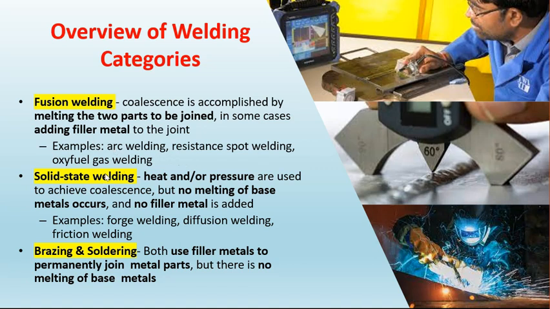And solid state welding involves heat and/or pressure to achieve the joining, but no melting of the base metal occurs and no filler metal is added. Examples of solid state welding are forge welding, diffusion welding, and friction welding. And the other one is brazing and soldering, in which both use filler metal to permanently join metal parts, but there is no melting of the base metal. So only fusion involves melting the base metal.